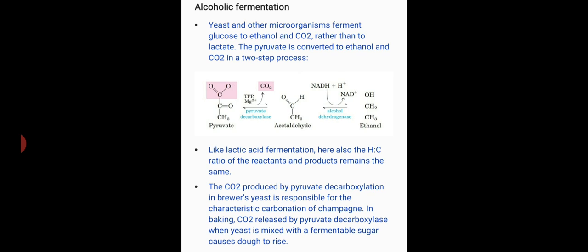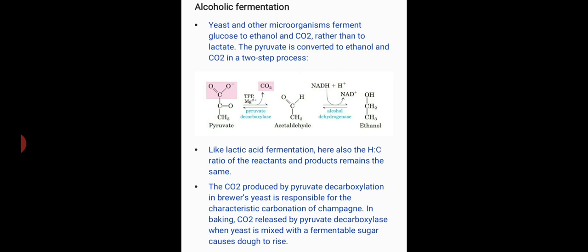In the first step, pyruvate is decarboxylated in an irreversible reaction, and this is catalyzed by the enzyme pyruvate decarboxylase. This enzyme requires magnesium ion and has a tightly bound coenzyme thiamine pyrophosphate to perform its activity.